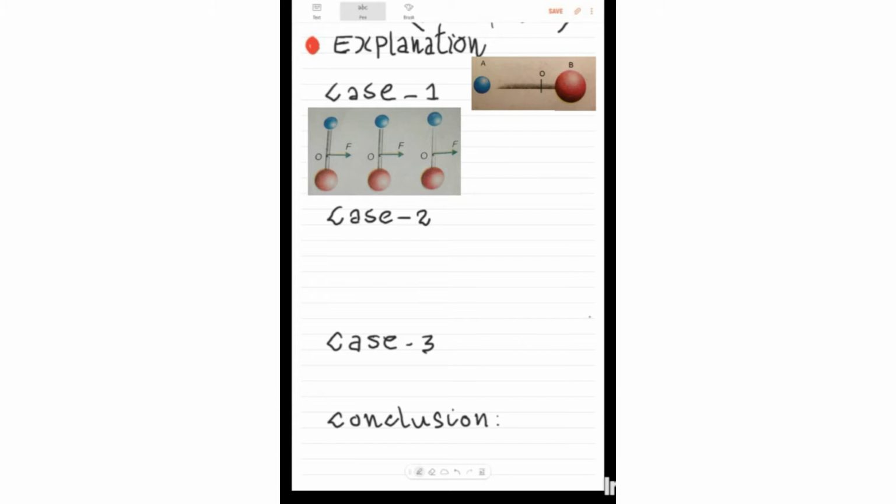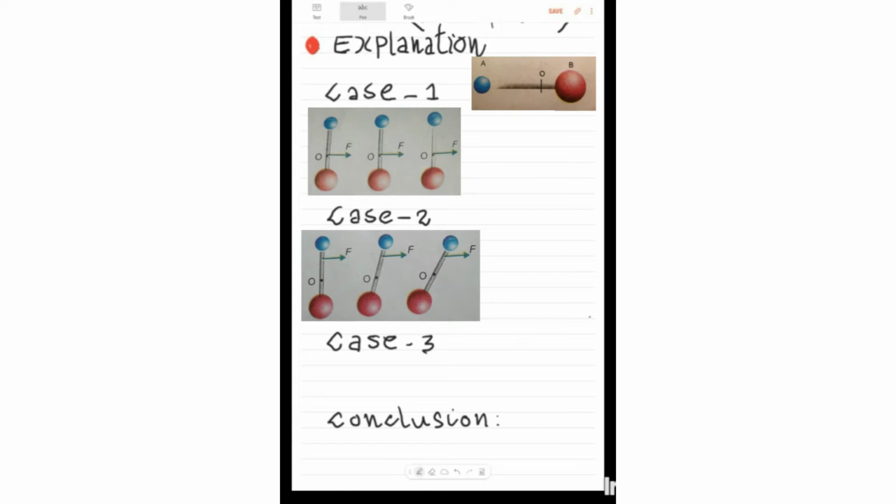Now case number 2. Let the force be applied near the lighter particle as shown in the figure. The system moves as well as rotates. It means that this is not the point of center of mass of the system.